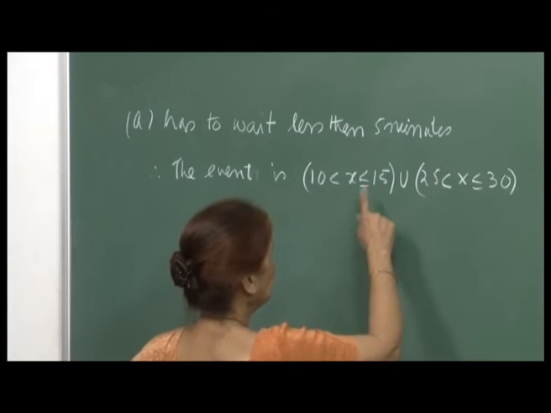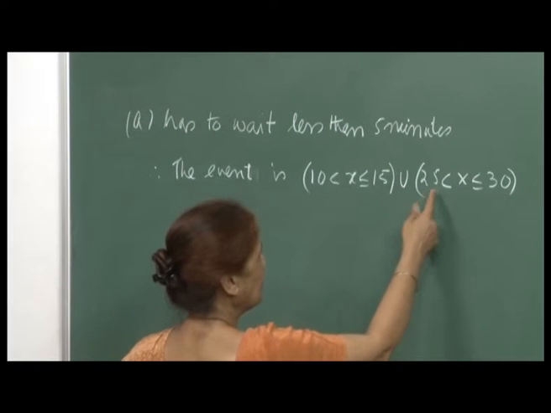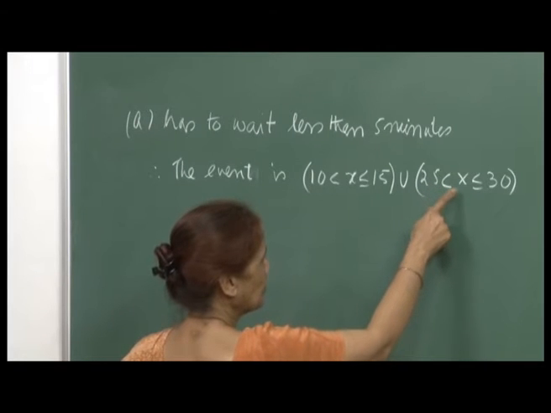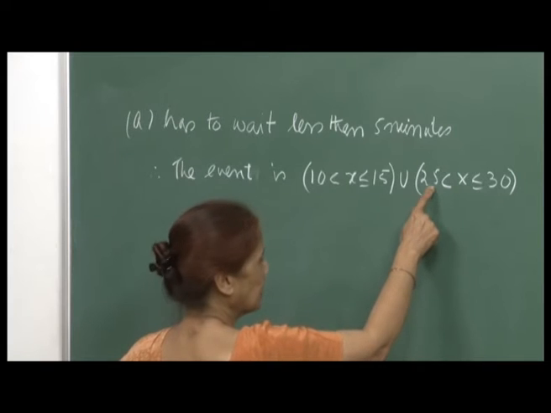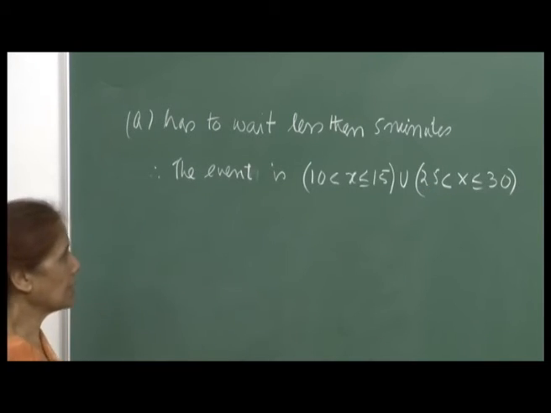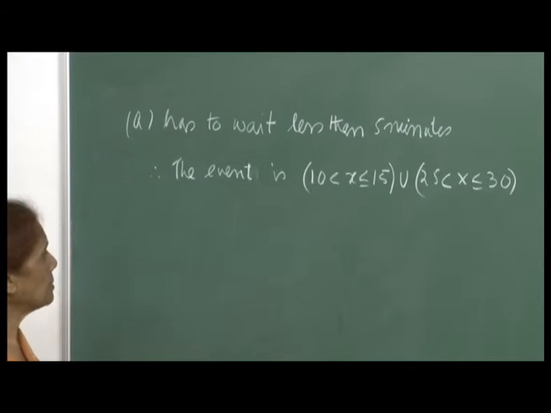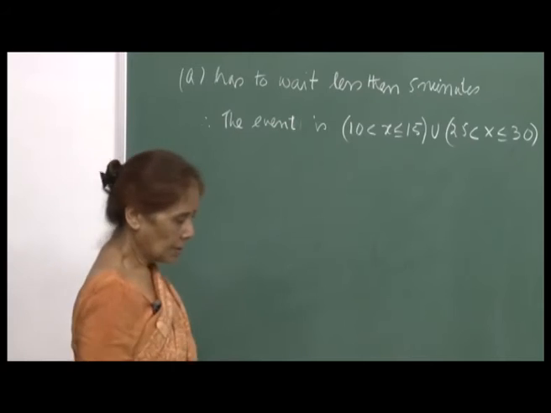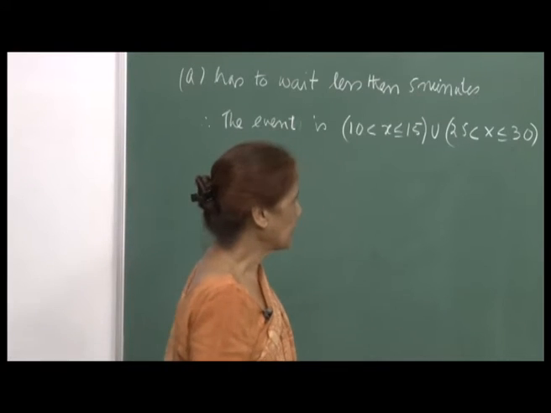So, if he has to wait less than 5 minutes, then his arrival time should be greater than 25 and less than or equal to 30. Please make that correction in the computation. As I said, for the probability part it does not make a difference, but the event has to be described correctly.